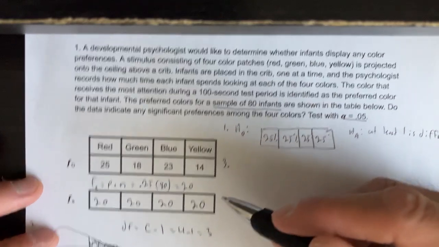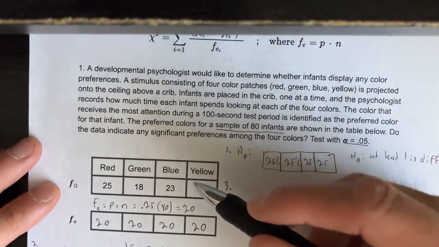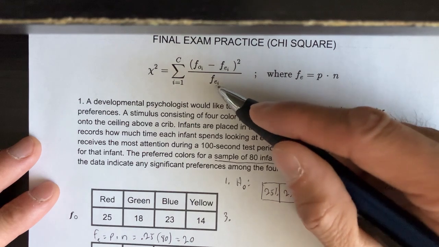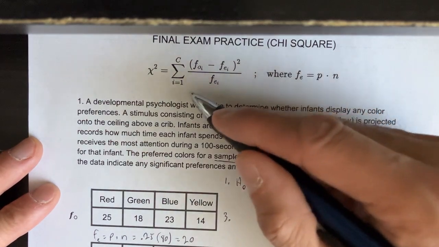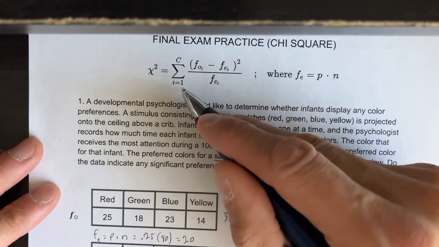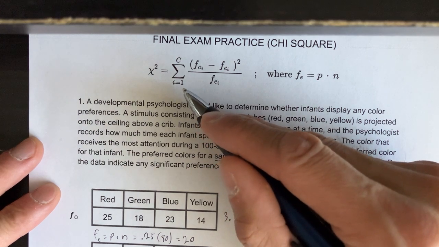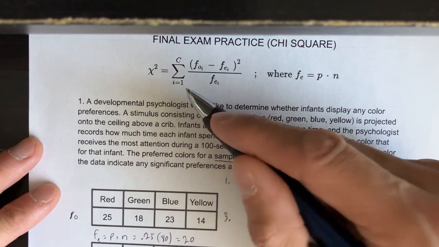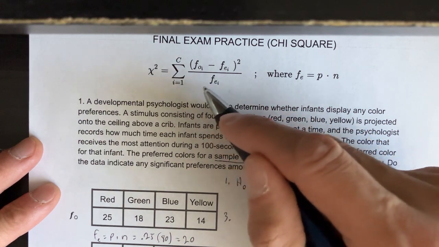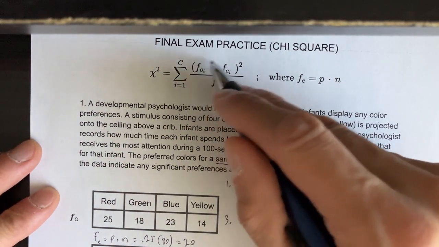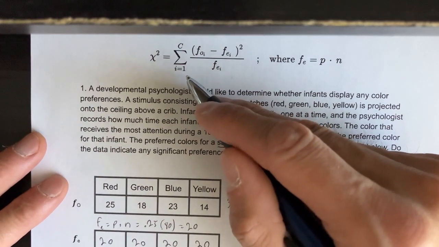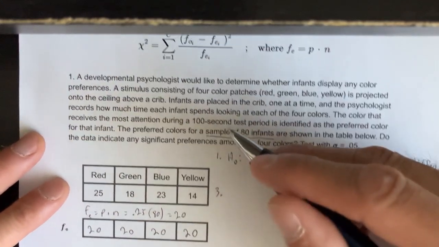Okay, so now that we have our expected frequencies and our observed frequencies, we can start plugging them into this formula. This formula, the summation notation, is simply explaining that we're going to iterate and add terms to the summation based on these instructions here. For instance, I'll just write it out.